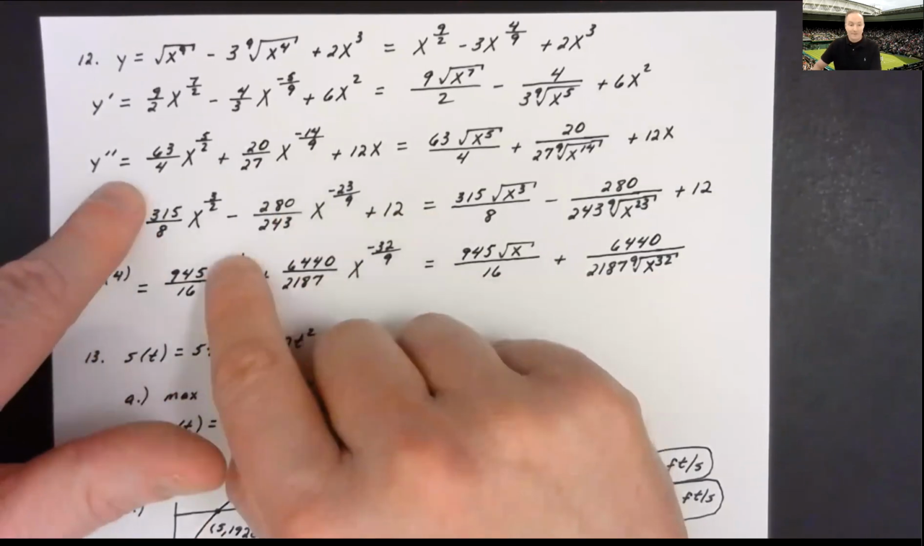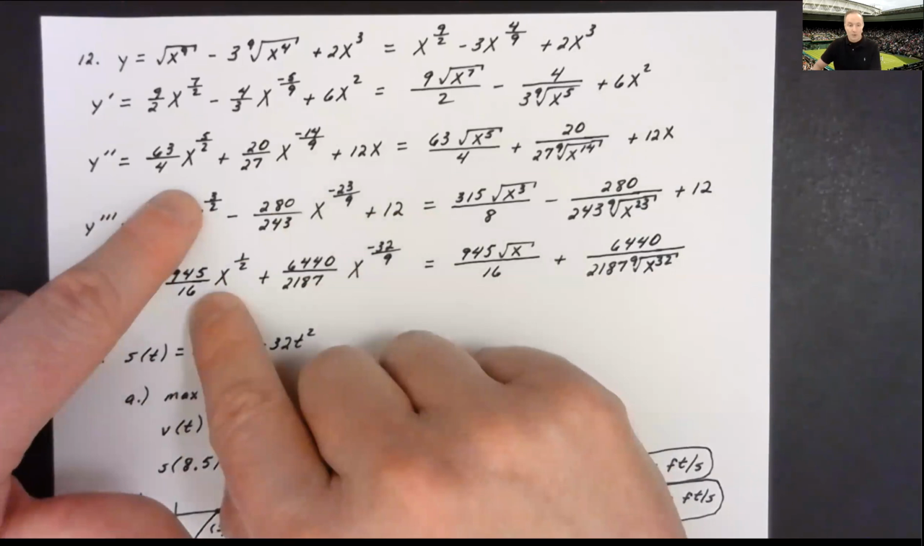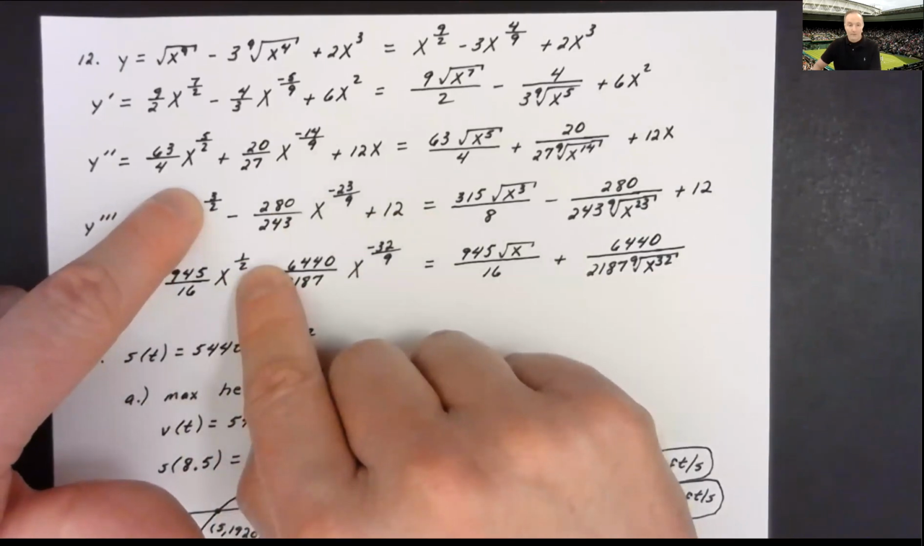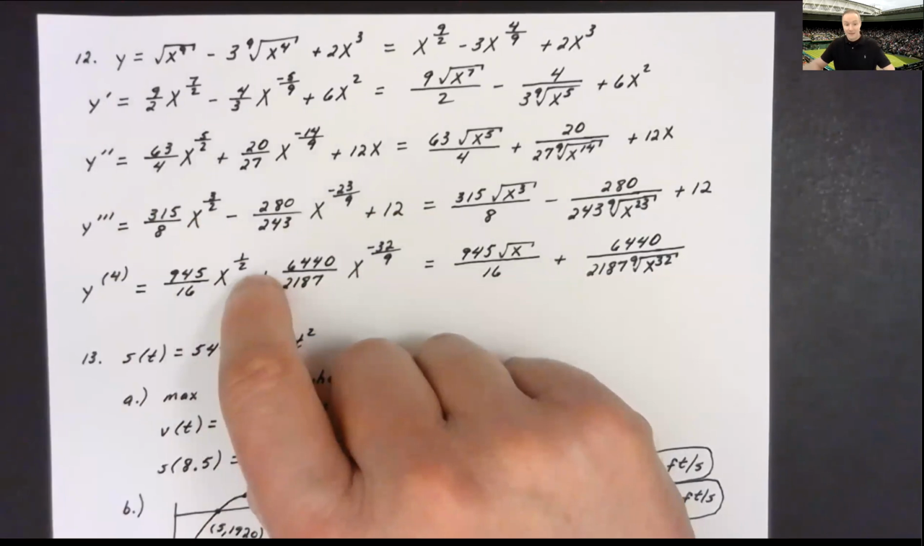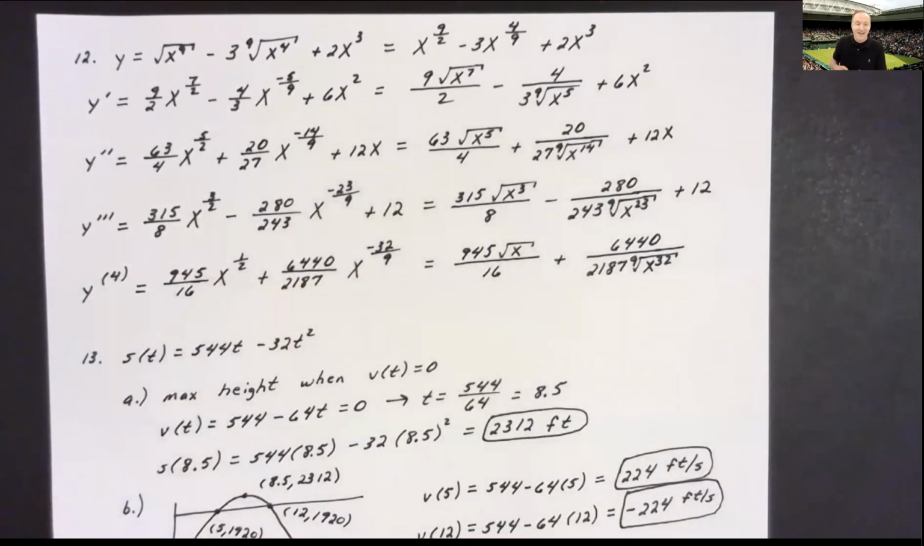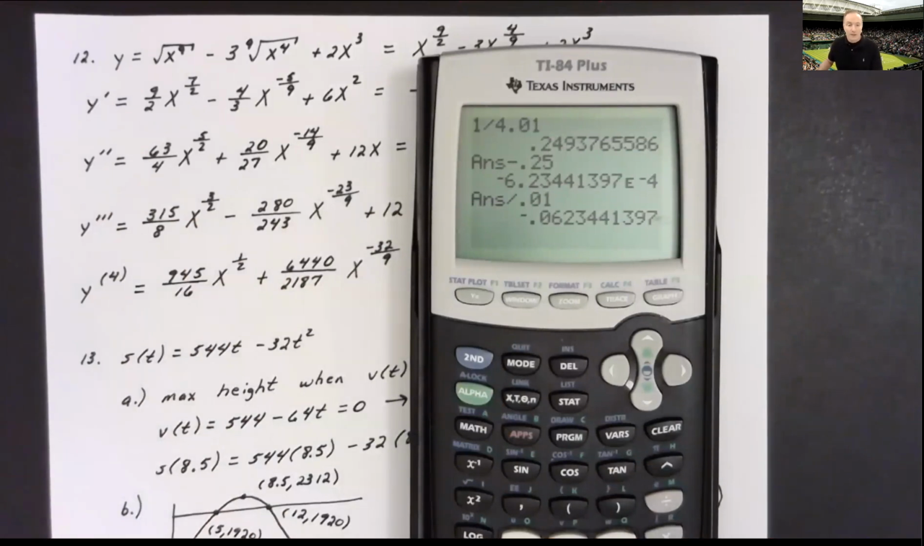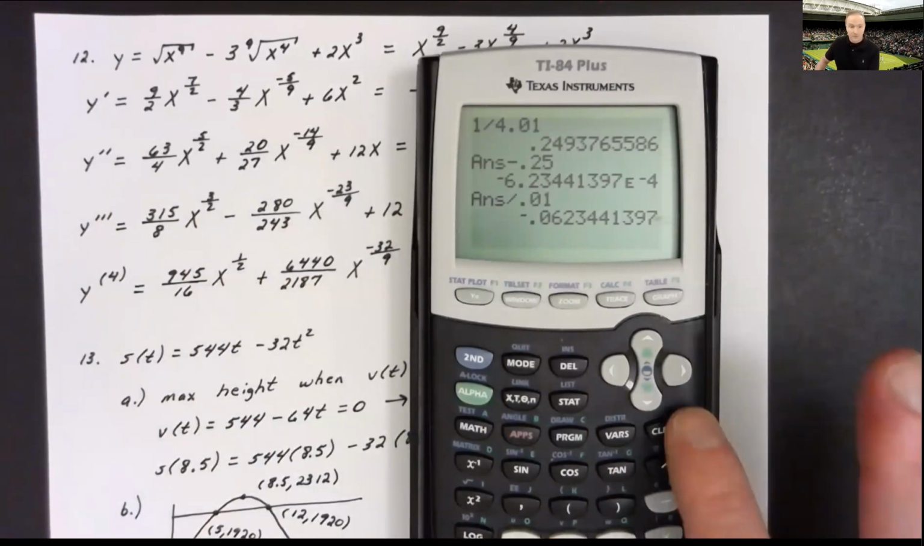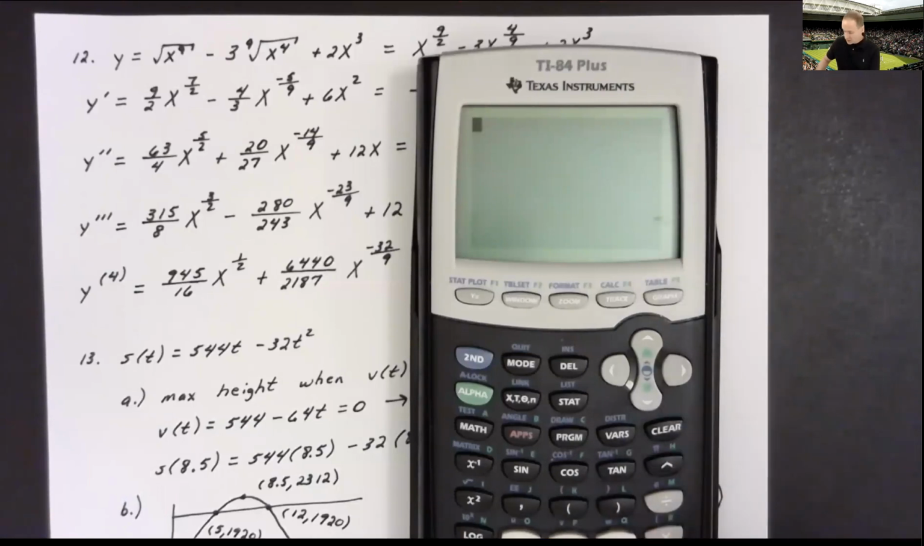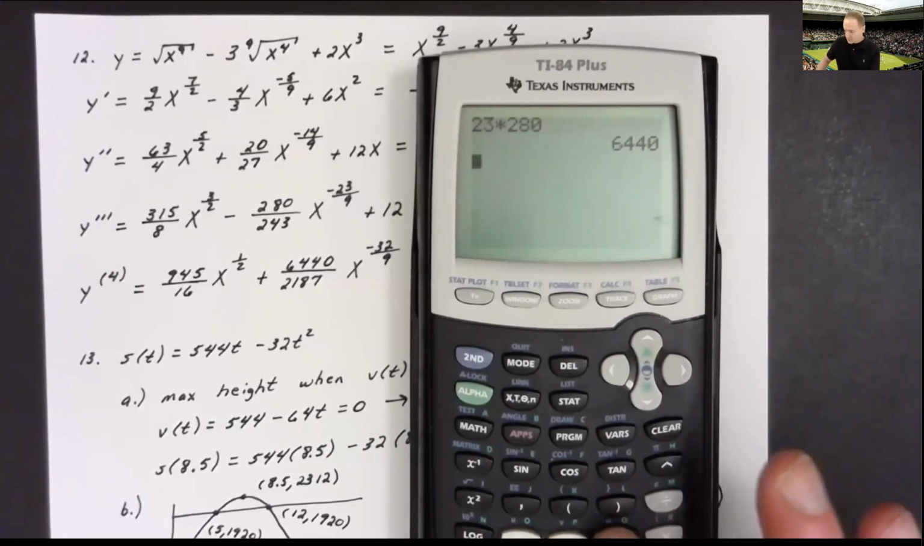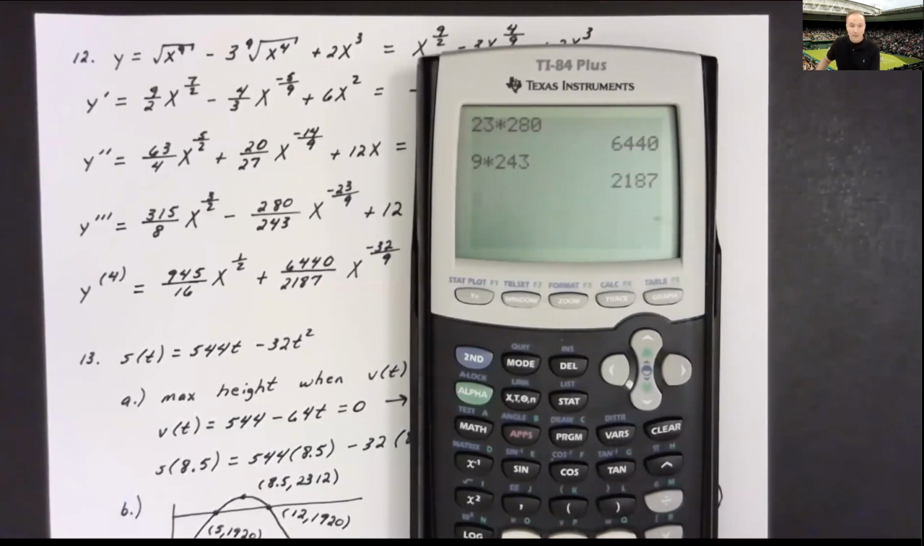For the fourth and final derivative here, I just said 3 over 2 times 315 over 8. That gave me 945 over 16. Subtract 1 from the exponent, gave me x to the 1/2. The next term, I did just go to the calculator. I knew it was going to be a negative times a negative, so it's going to be a positive. For my numerator, I don't think that my calculator dealt with these fractions well, and I wanted to leave it an exact fraction. So I just went in and said 23 times 280 for that numerator. And I said of course, 9 times 243 in the denominator to get that. So I just did the fraction that way.